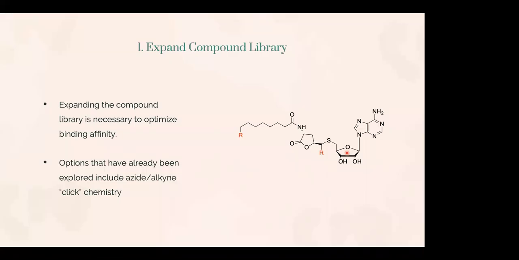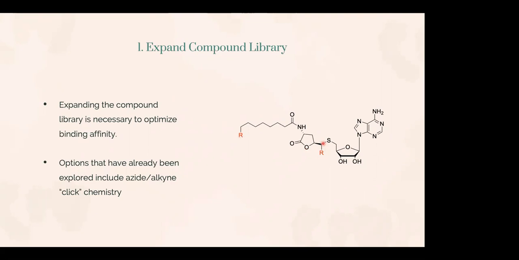So first, I think we should expand our compound library, and I'm sure you'll hear more about this from my friend Julian, who is actively trying to expand our compound library. It's just a necessary step to try to find a more optimized version of this drug. So I think some really interesting points where we could potentially functionalize this molecule include at the end of the acyl tail, so it can interact more with the surrounding protein, as well as this position here.